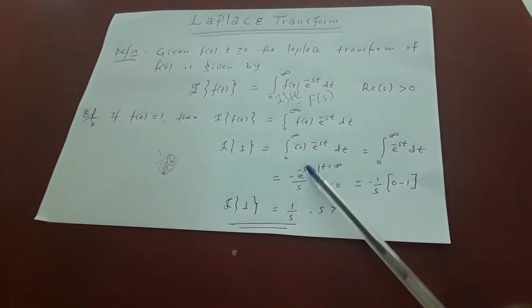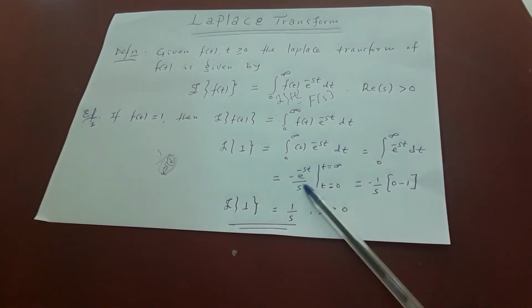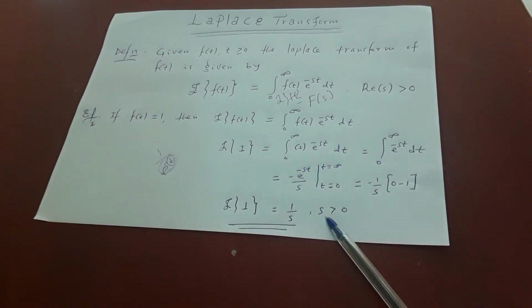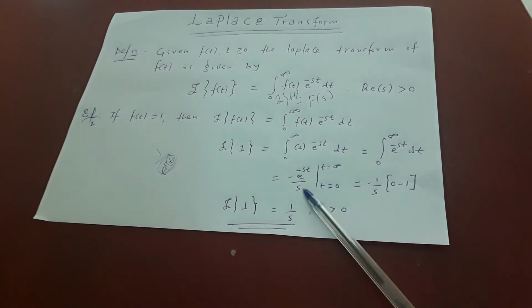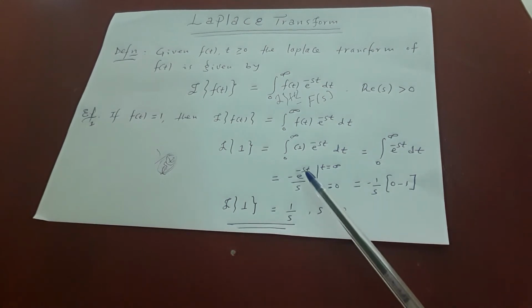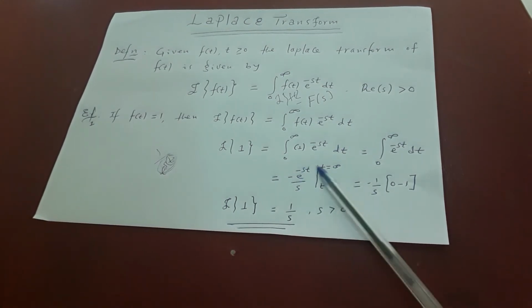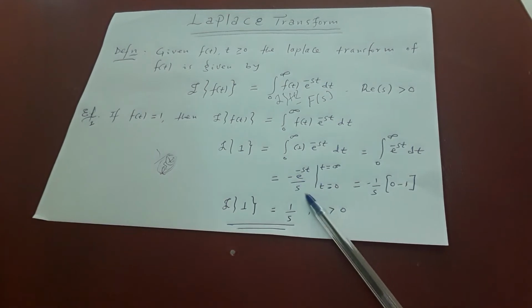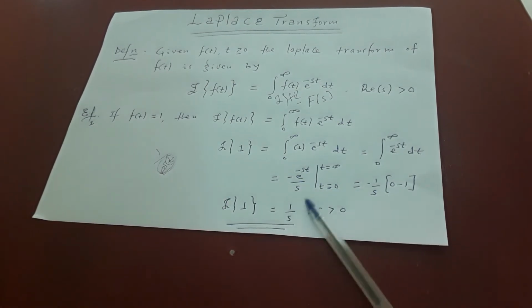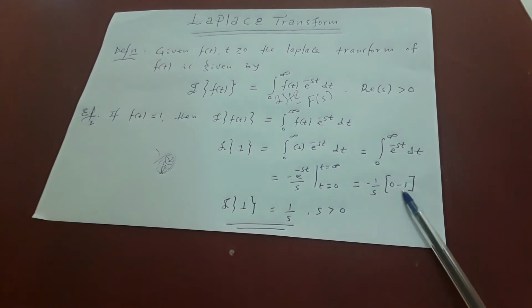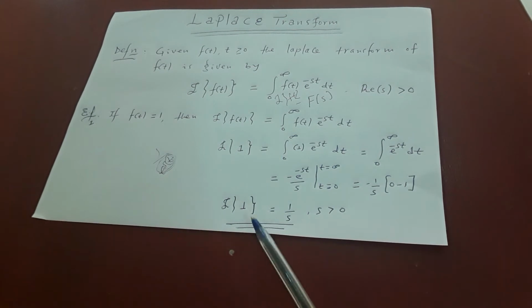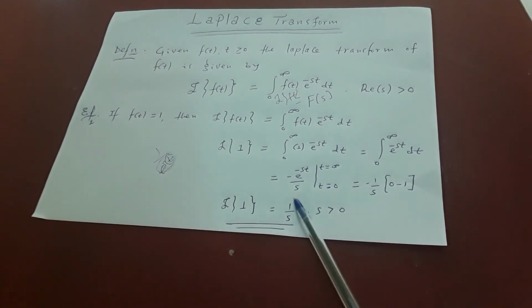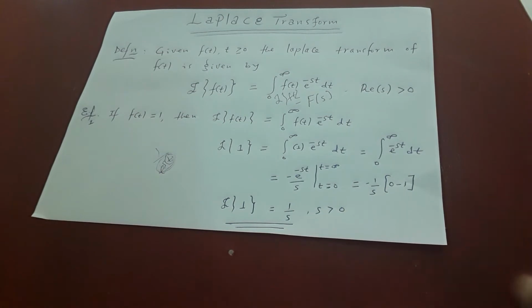As t goes to infinity, e raised to minus st tends to 0, because s is restricted to positive numbers only, unless the improper integral diverges. That's why we restricted it. As t goes to infinity, e raised to minus st is 0. When we have 0 here, minus 1 over s, we move it out, so the Laplace of 1 is 1 over s, where s is positive. So for the constant 1, the Laplace transform is 1 over s, where s is positive.